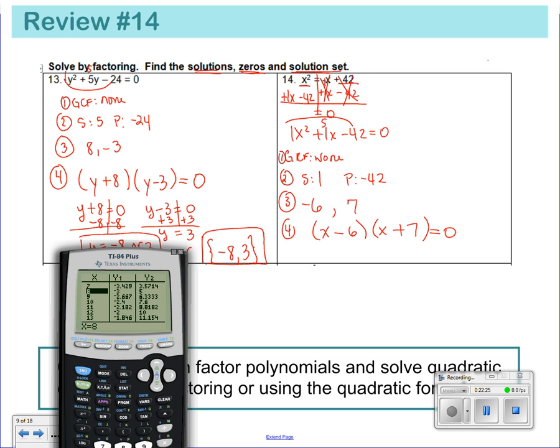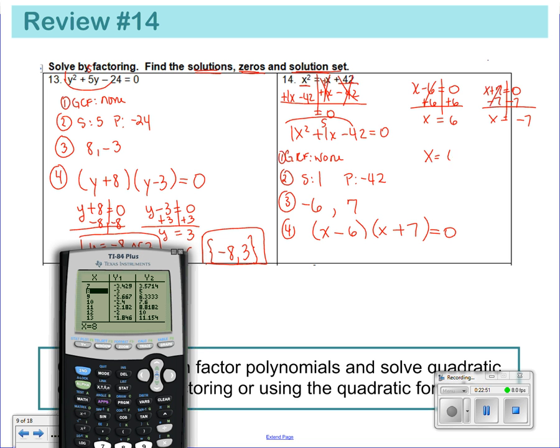If they are going to be equal to 0, then either the x minus 6 is equal to 0 or the x plus 7 is equal to 0. So now we need to solve for x. We'll add 6 to both sides to get the x by itself. This gives us x equals 6. And our other factor, we'll subtract 7 from both sides to get the x by itself. That gives us x equals a negative 7.